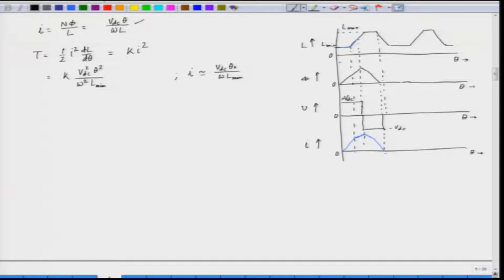What is theta naught? Theta naught is the advance angle. This angle is called the advance angle. It means we are applying the voltage theta naught in advance of the commencement of positive dL by d theta. Before the inductance starts rising, we are applying the voltage VDC before theta naught. Theta naught is the advance angle. So, this is the expression for the torque.